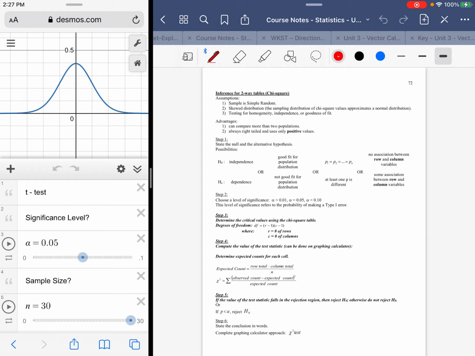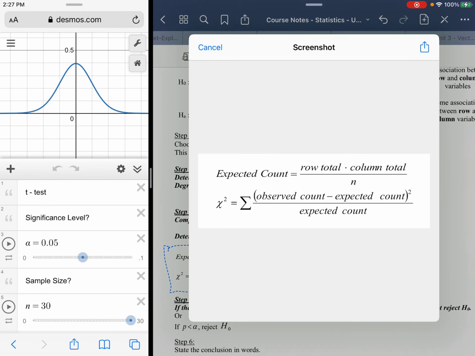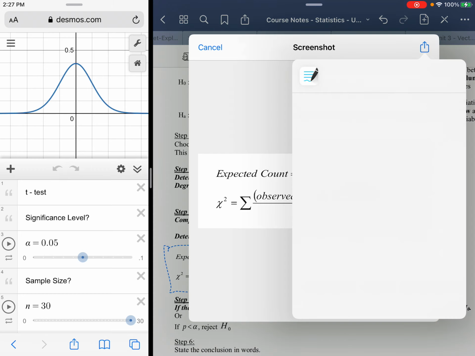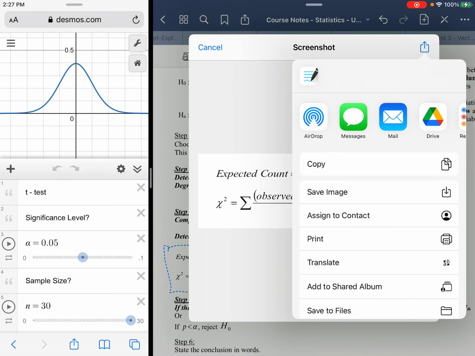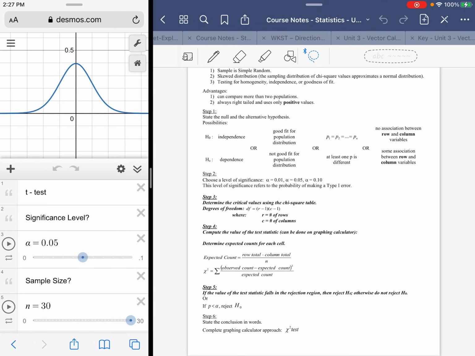And then you compute the value of the test statistic. You can do a lot of it on the graphing calculator, but you still need these formulas. The expected count, and I'll just do a quick snip here, is row total times column total divided by n, which is also known as the grand total. And then your chi-square value is the same as it was previously. Once you have those values, it's easy enough to do the remainder of the work. And then we could use our calculators to determine test statistics, and if we want to, p-values.